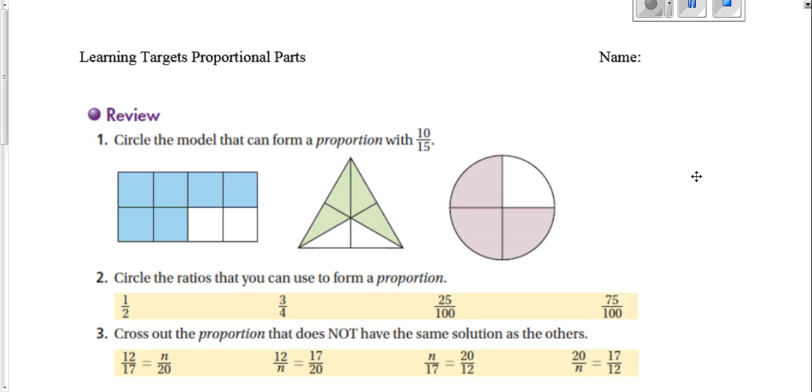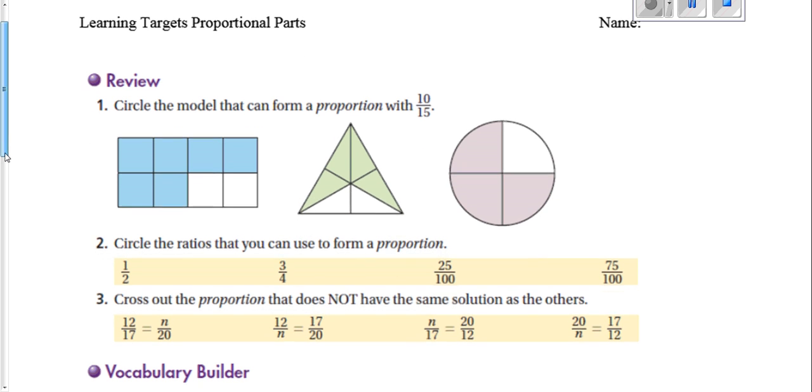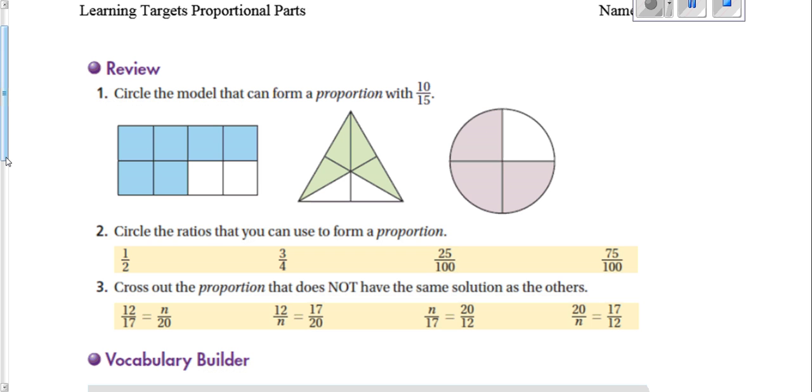All right, today we're working on learning targets proportional parts. We are going to start off with just a quick review of what proportion means, and then we are going to go from there. All right, so let's take a look at our review. Problem number 1 says circle the model that can form a proportion with 10 over 15. So remember, proportions are two ratios or fractions that are equivalent to each other.